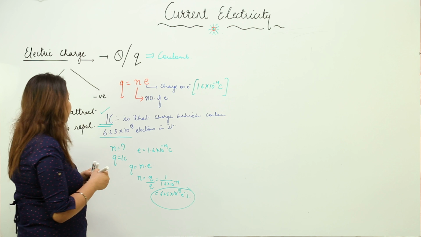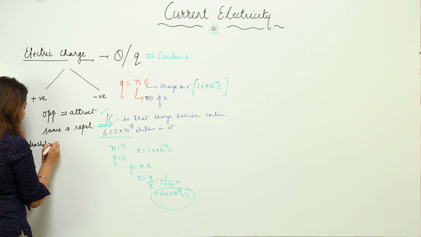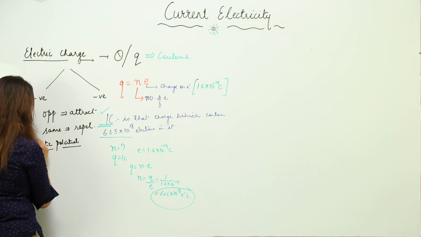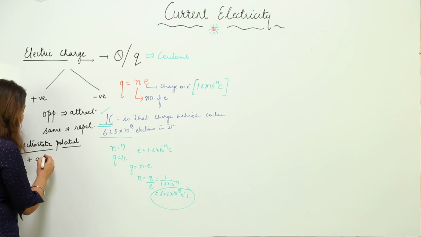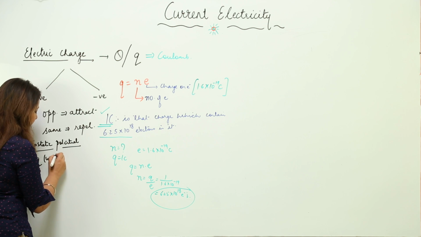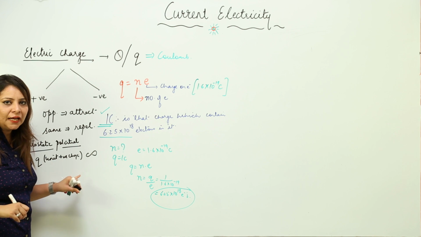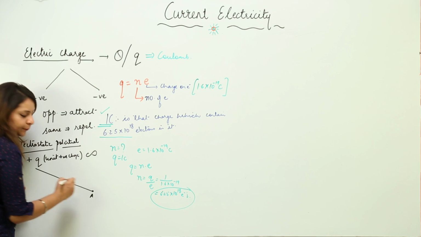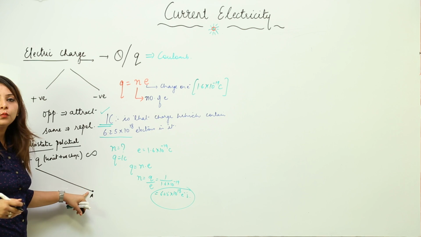Now we are going to start with another topic, that is electrostatic potential, or electric potential, as you can also say. Suppose we have a charge, let us say a positive charge. There is a unit positive charge which is present at infinity. It is kept at infinity. We need to move this charge to a certain specific point, let us say A. I need to move this charge to point A.